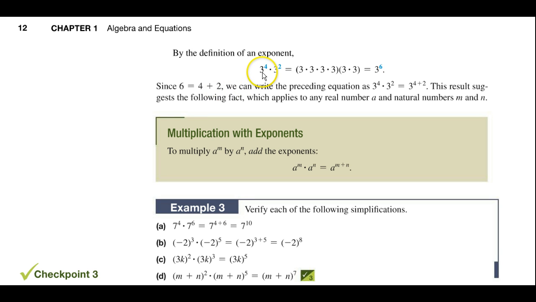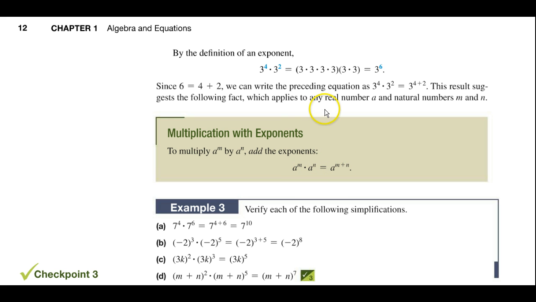So by definition, 3 to the 4th power is you write 3 out as a factor 4 times. 3 to the 2nd, you write it out twice. How many 3's do you have? 6 altogether. So shorthand, 3 to the 6th. How do we get that from there? Well, the rule is, as you see here, we add our exponents.